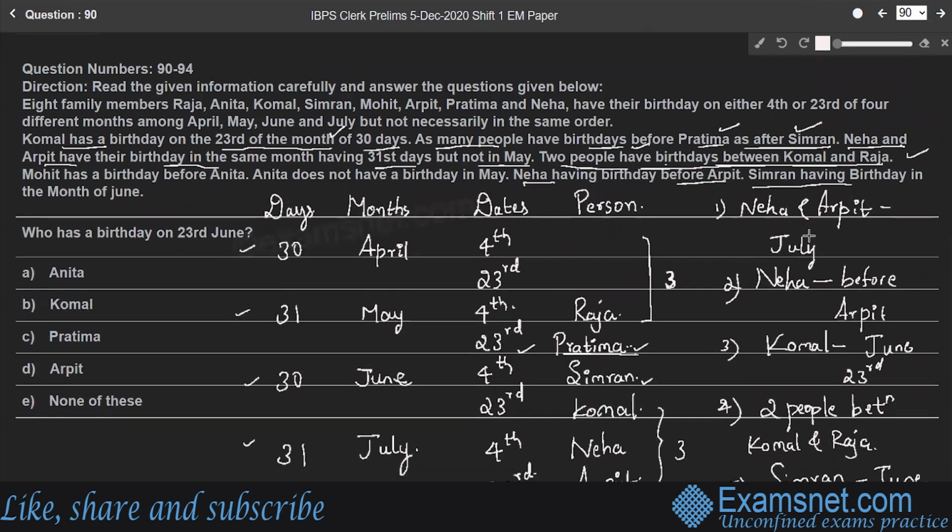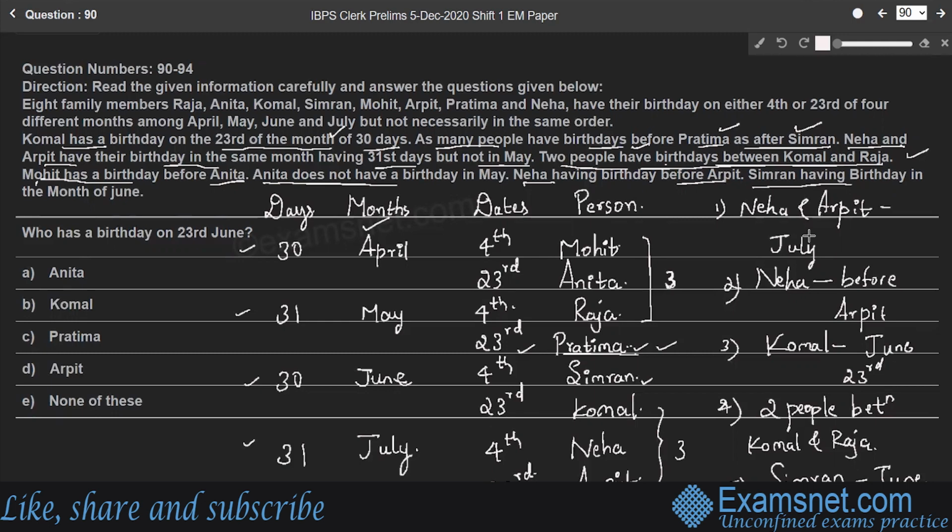So what else is given here? Regarding Anita, Anita does not have a birthday in the month of May. Yes, because Pratima was born here. And also Mohit has a birthday before Anita. So only the left month is April. Here Mohit was born before Anita, and Anita's birthday is not in the month of May. So Anita's birthday is in the month of April.